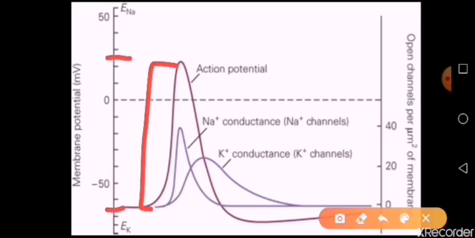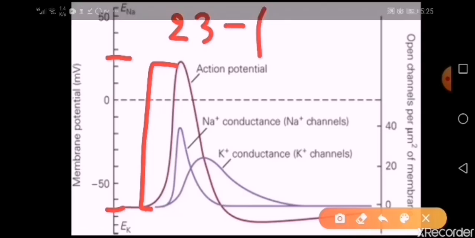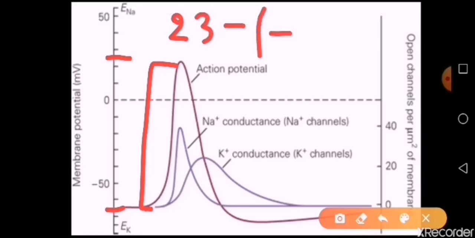إذا اعتبرنا إنه القيمة اللي فوق هي 23 ملي فولت، فينا ننقص منها the 65، بس هي it is a minus 65. هاي it will be 23 plus إذا ضربنا الماينس ببعضهم 65، وبالتالي راح تكون القيمة هي 88 ملي فولت. هاي هي the amplitude of action potential that is given in this document.